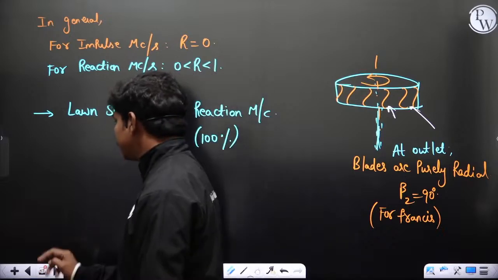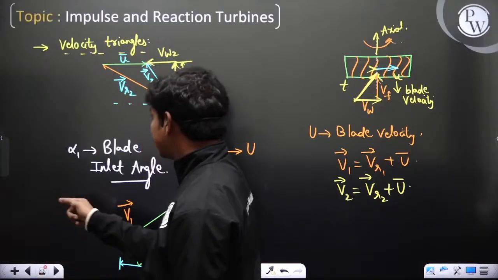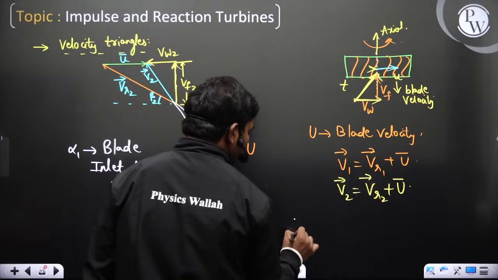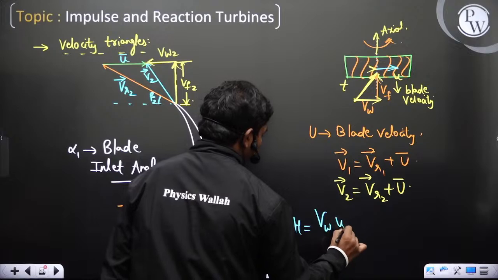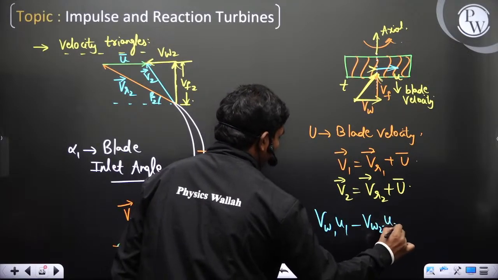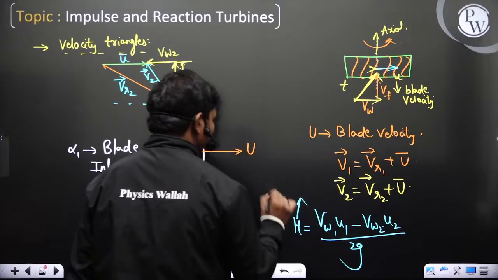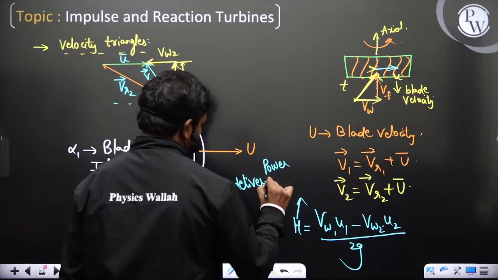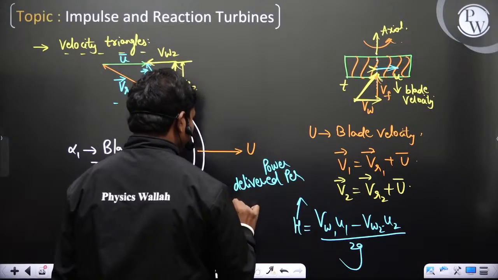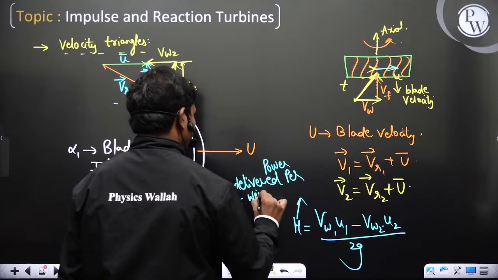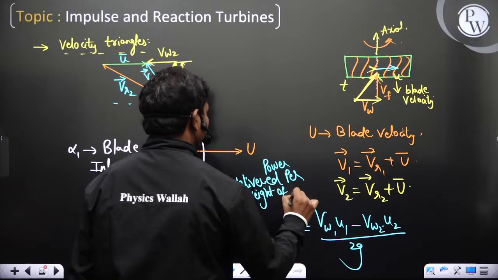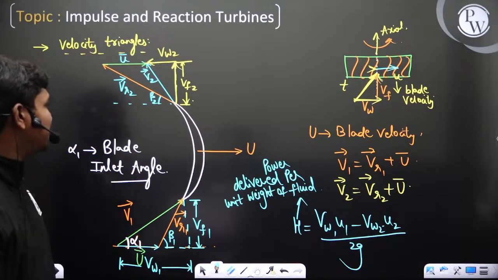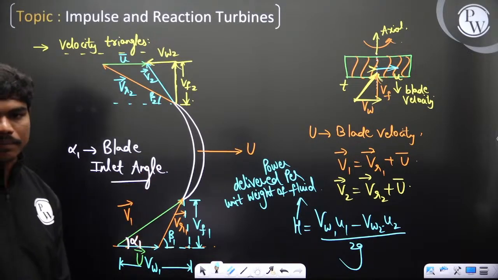I'll give you a hint. You can see these triangles for some time and then tell me. Also, you know one expression which is H is equal to power delivered to the rotor, (VW1 U1 minus VW2 U2) by g, is the power delivered per unit weight of the fluid to the rotor. So can anyone tell me what is the advantage if this beta 2 is 90?